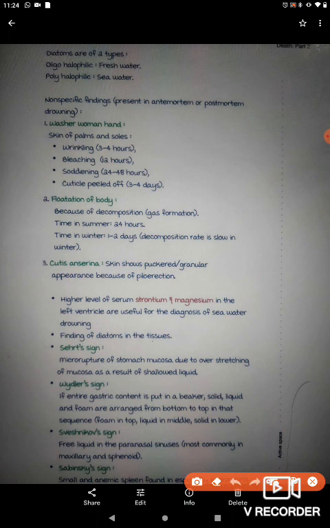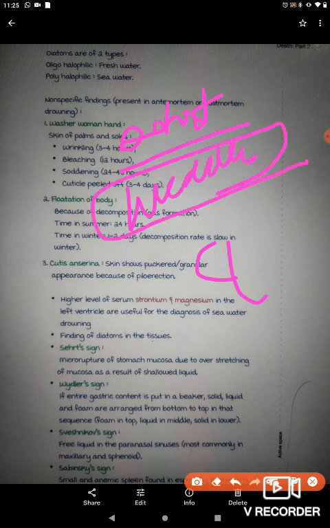Then we have seen several signs. Sehard sign is a micro rupture of the stomach mucosa. We have seen Wedler's sign, when the gastric content is put in the beaker, how they arrange themselves, and Sveshnikov sign. Sveshnikov sign we have seen, and Sabinsky sign, which is a small congested anemic spleen. It was Sabinsky sign.